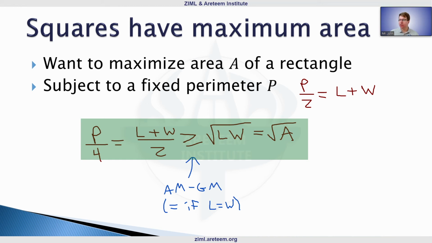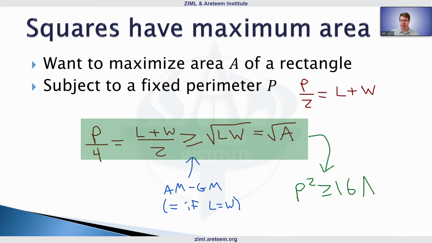And just for a little bit of cleanliness there, let me rewrite this in terms of A squared and no square roots. So if I multiply by 4 and square both sides, we're going to get to this equation that will look similar to something we have later on.